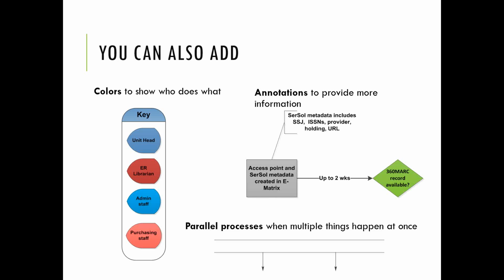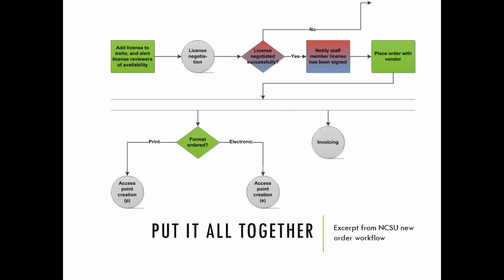So now I'm going to show a few examples from some of the workflow maps that we've created at NC State to show how you can pull all of these symbols together. These are just snippets from larger workflow maps, but I tried to pull out examples that either do some interesting things or show a little bit of how these can be put together.